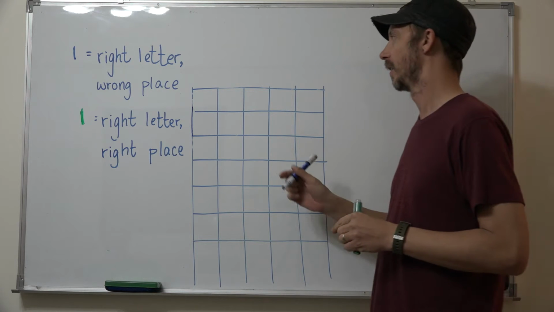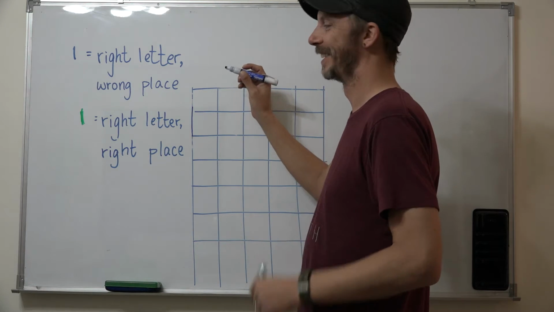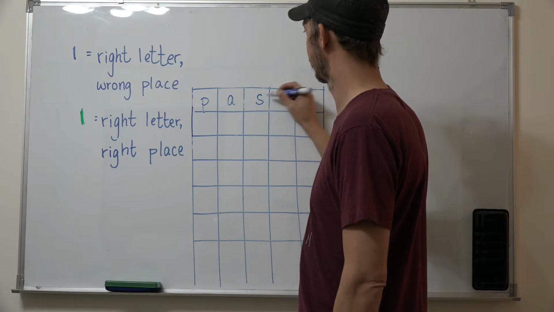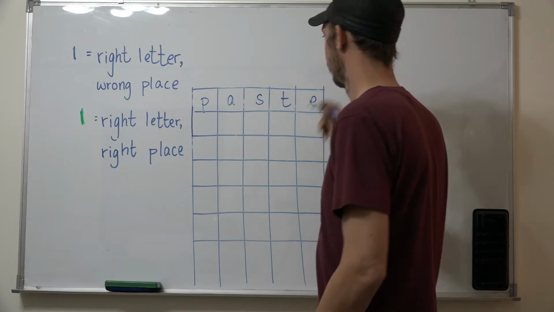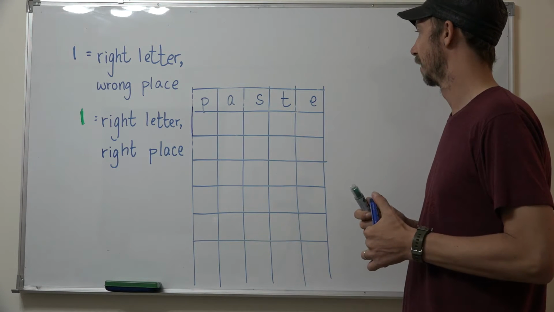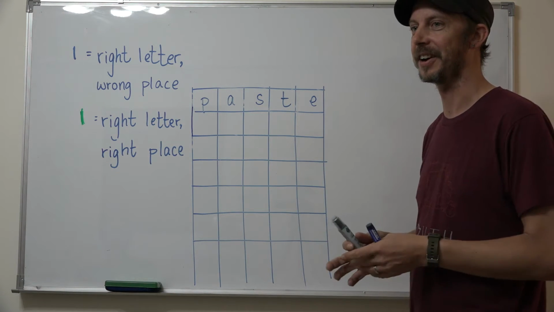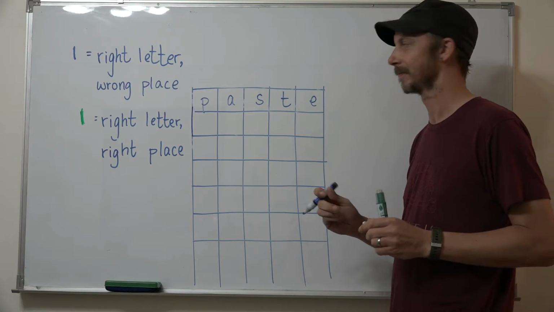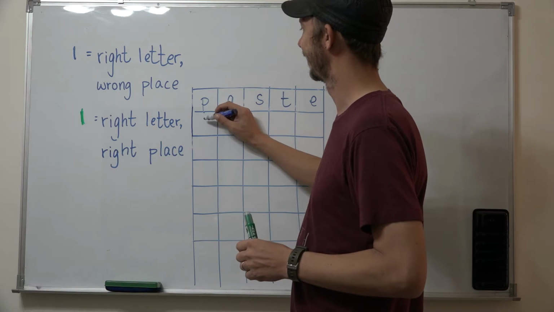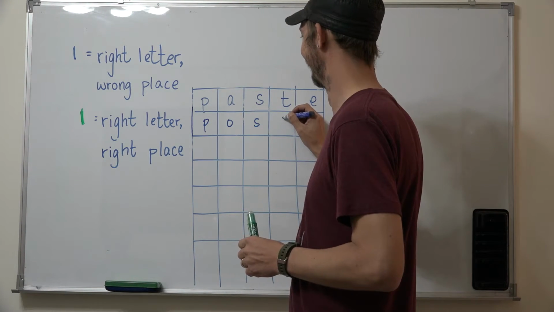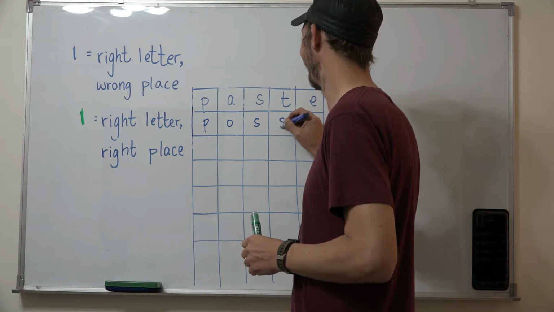Paste. Okay, how do you spell? P-A-S-T-E. Okay. So in this situation, actually you have none correct. So nothing. Posse. Okay, how do you spell posse? P-O-S-I-E. Are you sure? I think it's this. Is it? Okay. I think so.